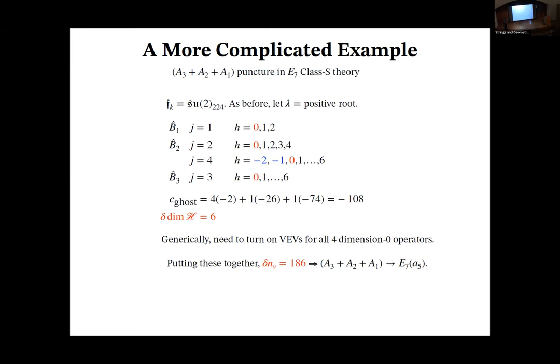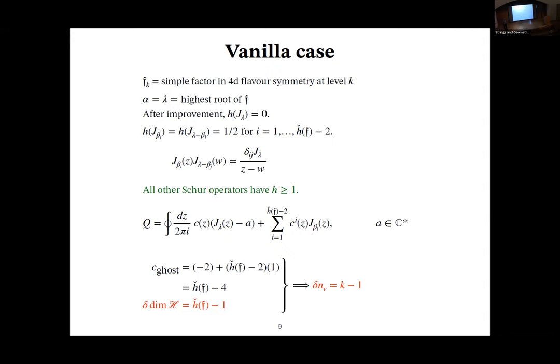into two kind of Lagrangian subsets, where within each subset the OPEs are non-singular, but between them they fuse into the highest root moment map. Okay, so beta i, the index, runs from one to dual Coxeter number minus two. And let me assume, this isn't always going to be true, but it's true in the vanilla case, that all other Schur operators have shifted dimensions greater than or equal to one. So I don't need to do anything about them. I just need to deal with the highest root guy, which became dimension zero, and these guys, which became dimension a half.